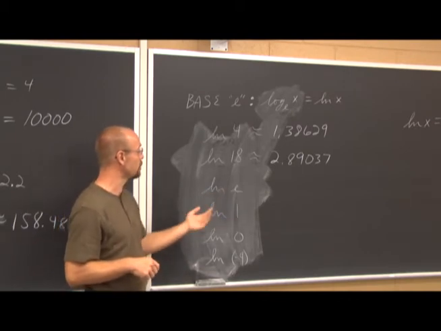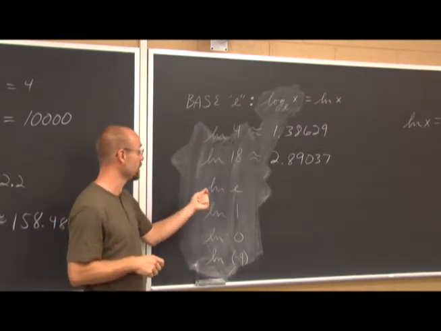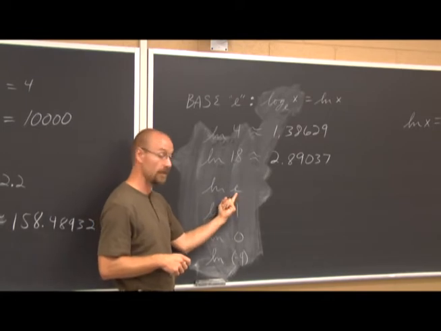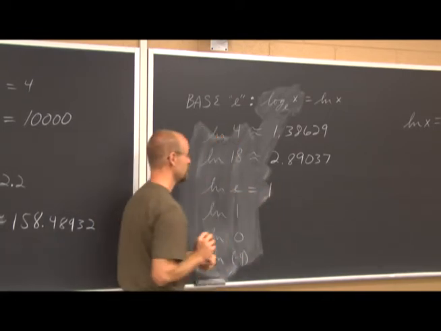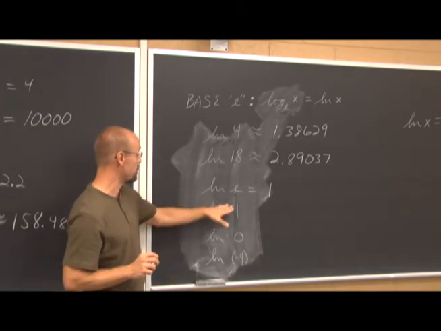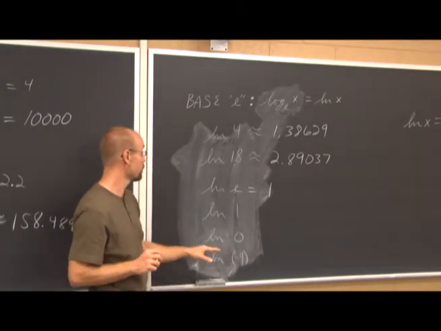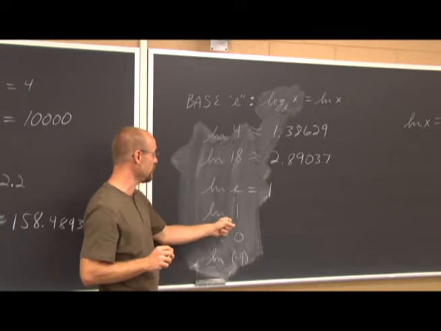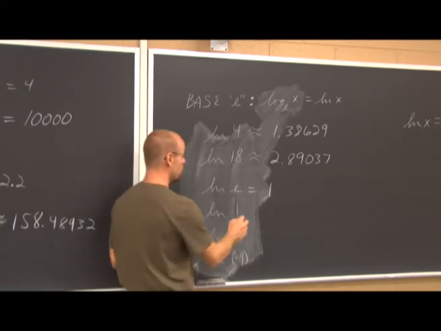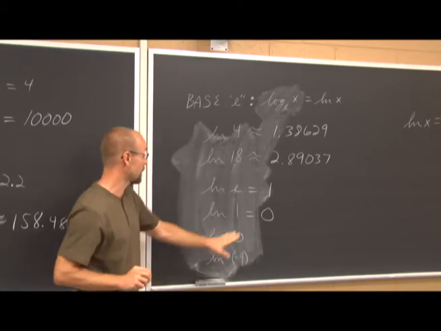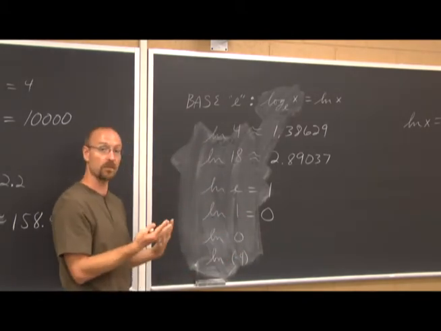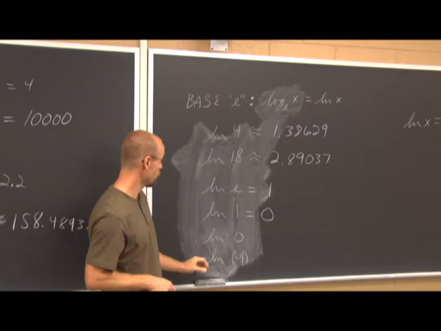What about ln of e? Well, what is this asking me? It's saying e to what power is e? Well, e to the first power is e. So we can see our properties of log still hold true here. ln of 1, well, e to what power is 1? Well, we know any base to the power of 0 is 1. So that's our x-intercept if we were to graph ln of x.